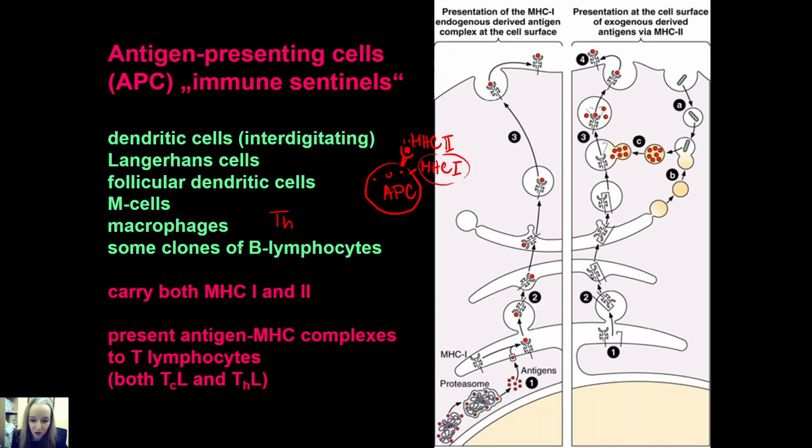Also, some clones of B lymphocytes are antigen presenting cells. Some of them can also phagocytose, or eat something. You should know all of these types and where they are located. We are going to learn more about them in the next lectures.